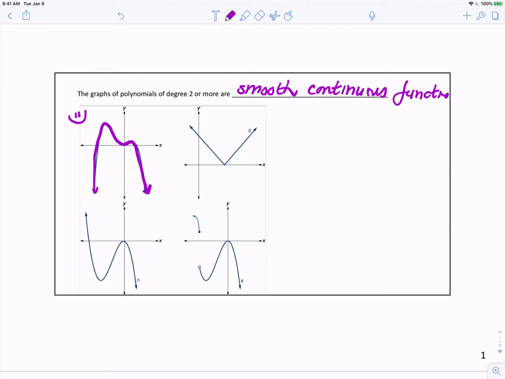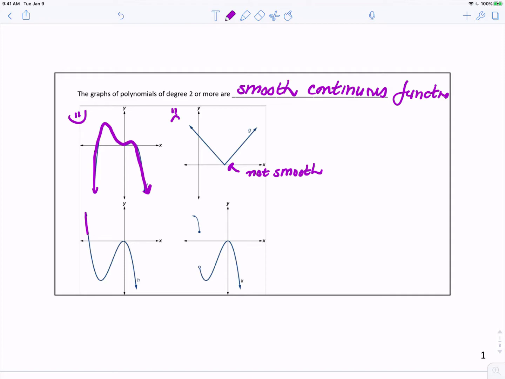The second function you may recognize is the absolute value function, and the absolute value function is not a polynomial. Why? It has a sharp corner. It's not smooth. And so that's how we would recognize that that is not the graph of a polynomial.